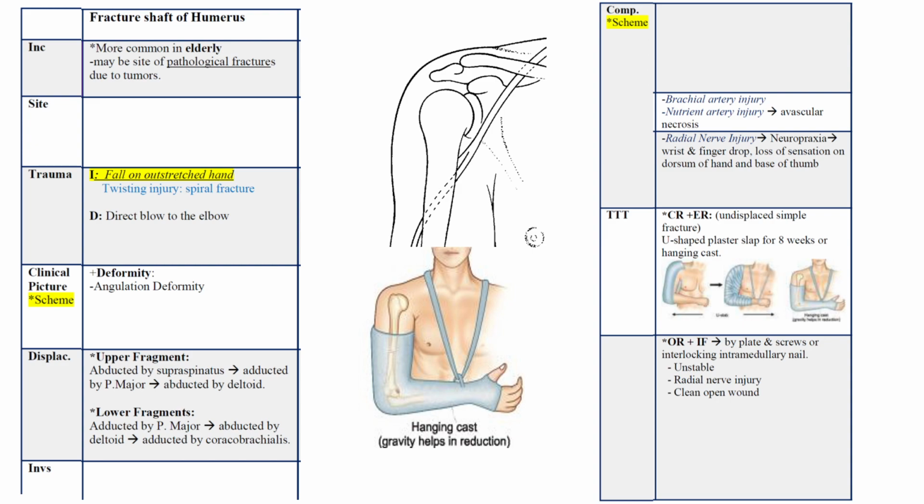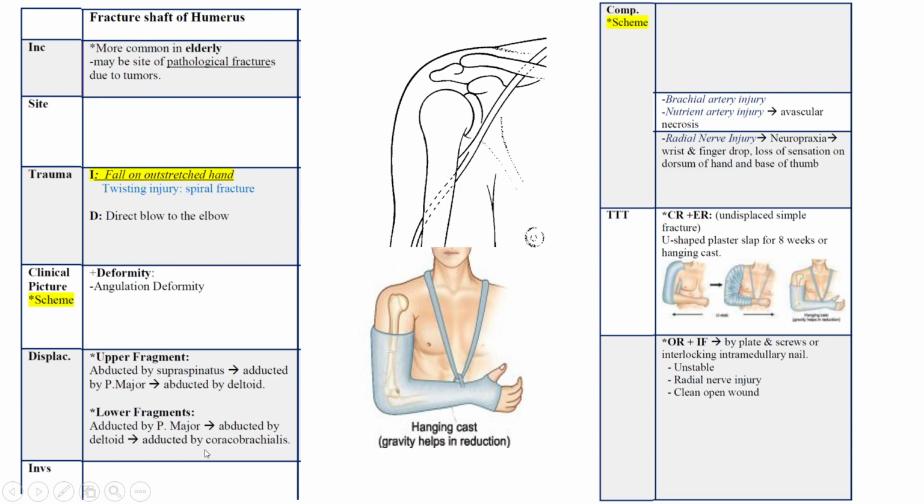There is usually angulation deformity, and the displacement is due to abduction by supraspinatus and adduction by pectoralis major, followed by abduction by the deltoid. For the lower fragment, we will use the second half of the upper fragment. By this I mean there will be adduction by pectoralis major and again abduction by deltoid, but we will add adduction by coracobrachialis. What about our mnemonic?